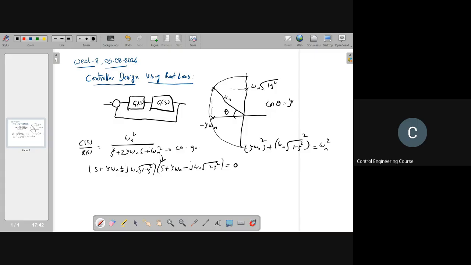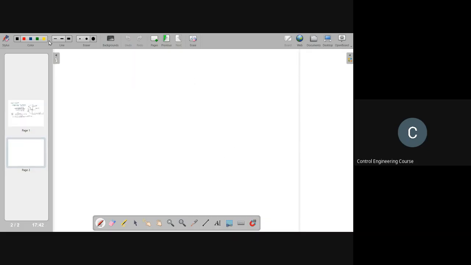Now let's go with time domain specifications for a second order system. Why are we going through these specifications? Because for any physical system we are going to design, we are interested in how fast the system is responding. The second thing we are interested in is how stable it is.